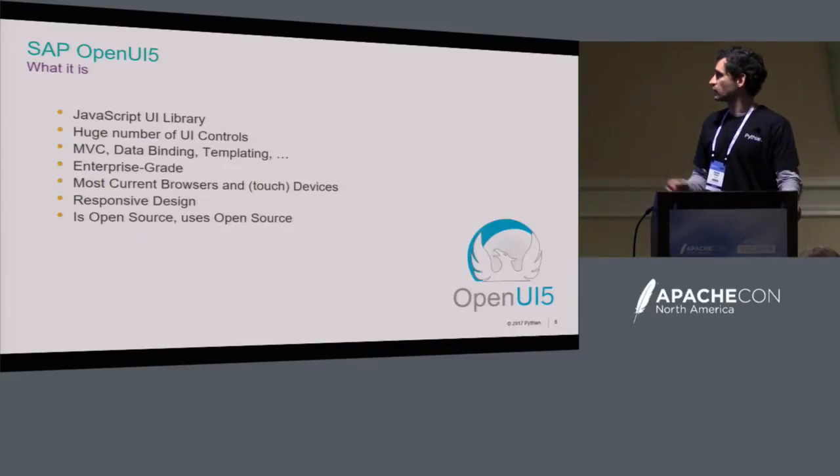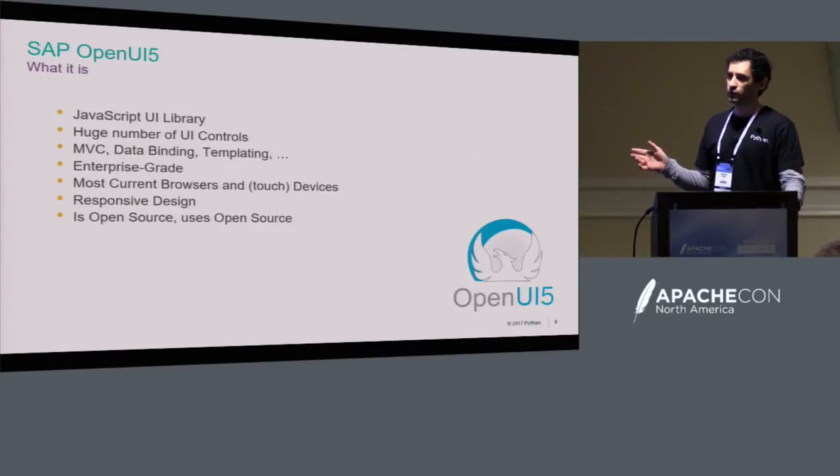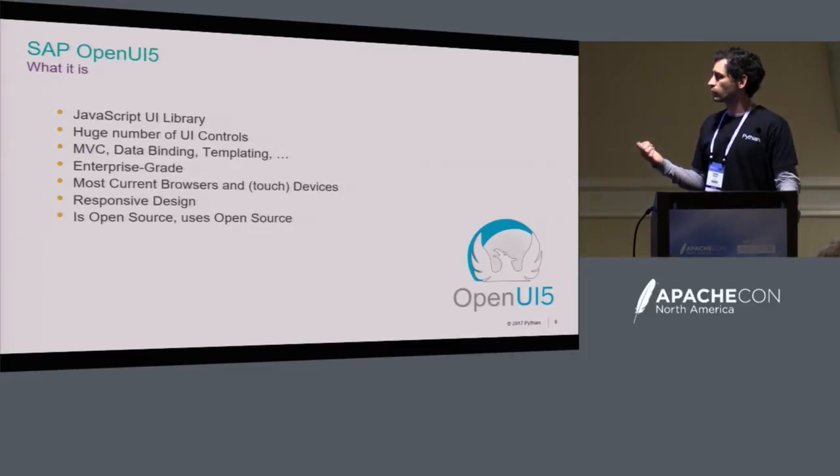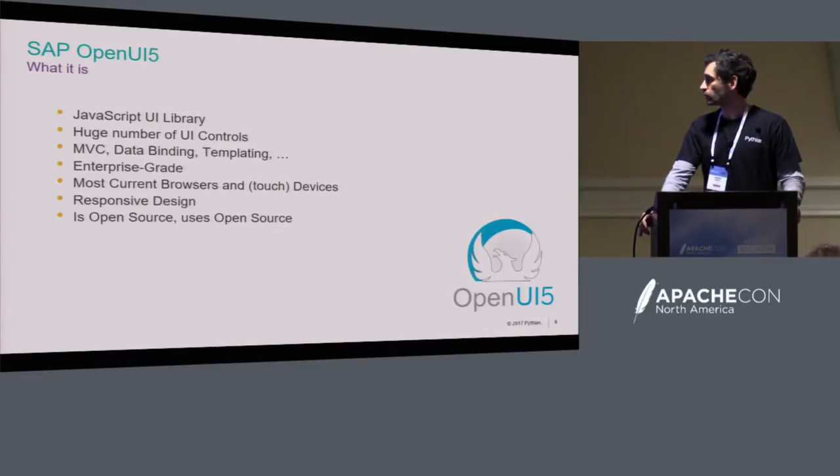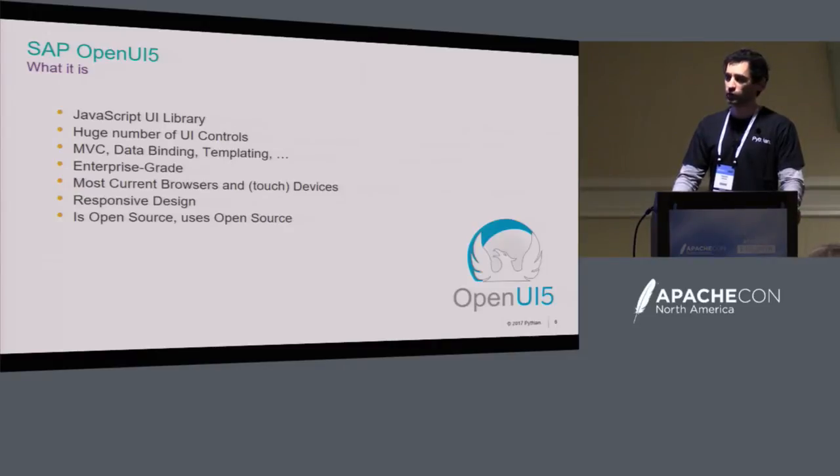So what is it again? It's a JavaScript UI library. It has a huge number of UI controls, and I will show you a little bit later. It's a model view controller. It has data binding with the backend, so it's pretty easy to connect with SAP. You connect it with OData, but actually you can use any backend you want. The latest project I did, I actually won a prize. I'm from Portugal, and I was working in a Portuguese consulting company called Procensus, and we won an Iberian prize from Sage, which is another ERP system based in England, which has a lot of traction in Europe. We were using OpenUI5, and the backend was Sage.